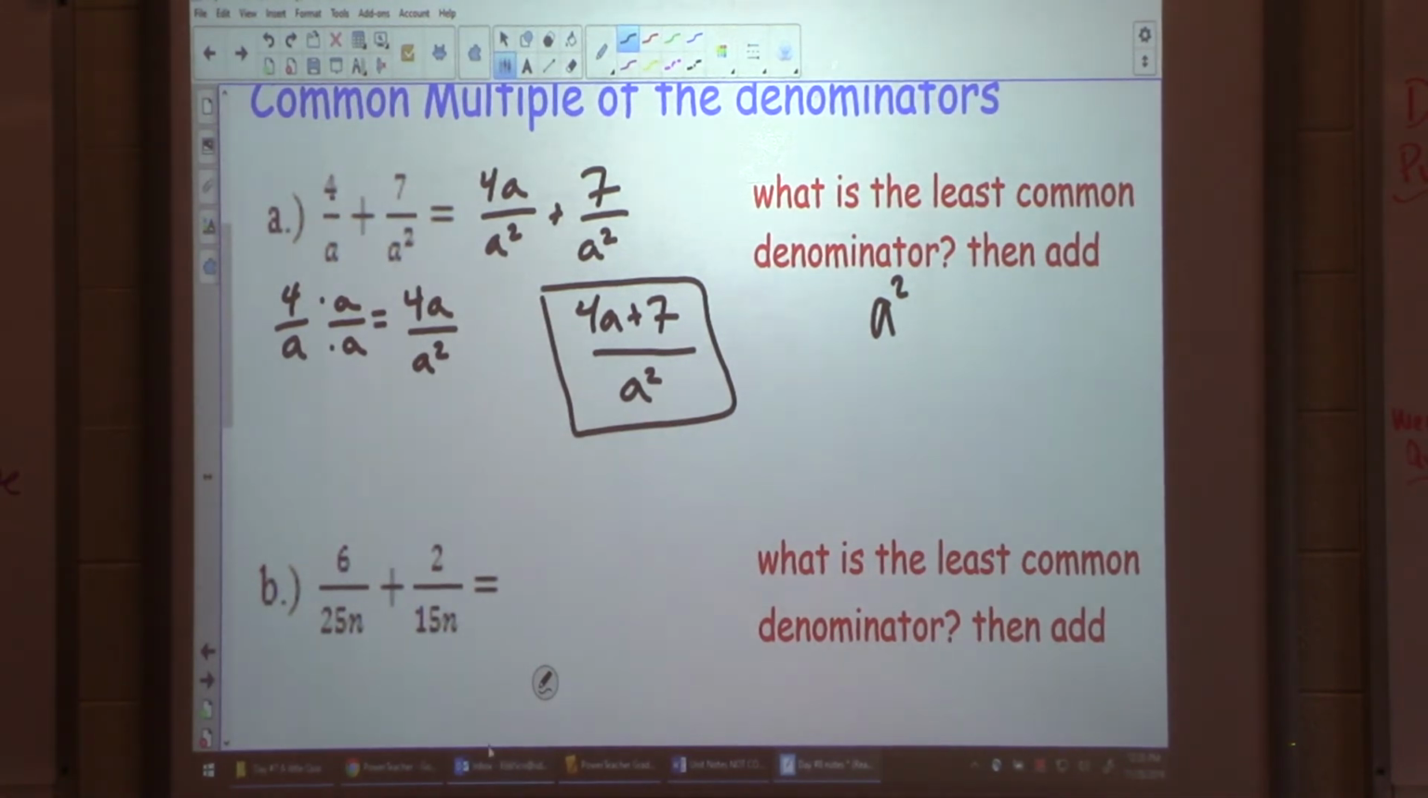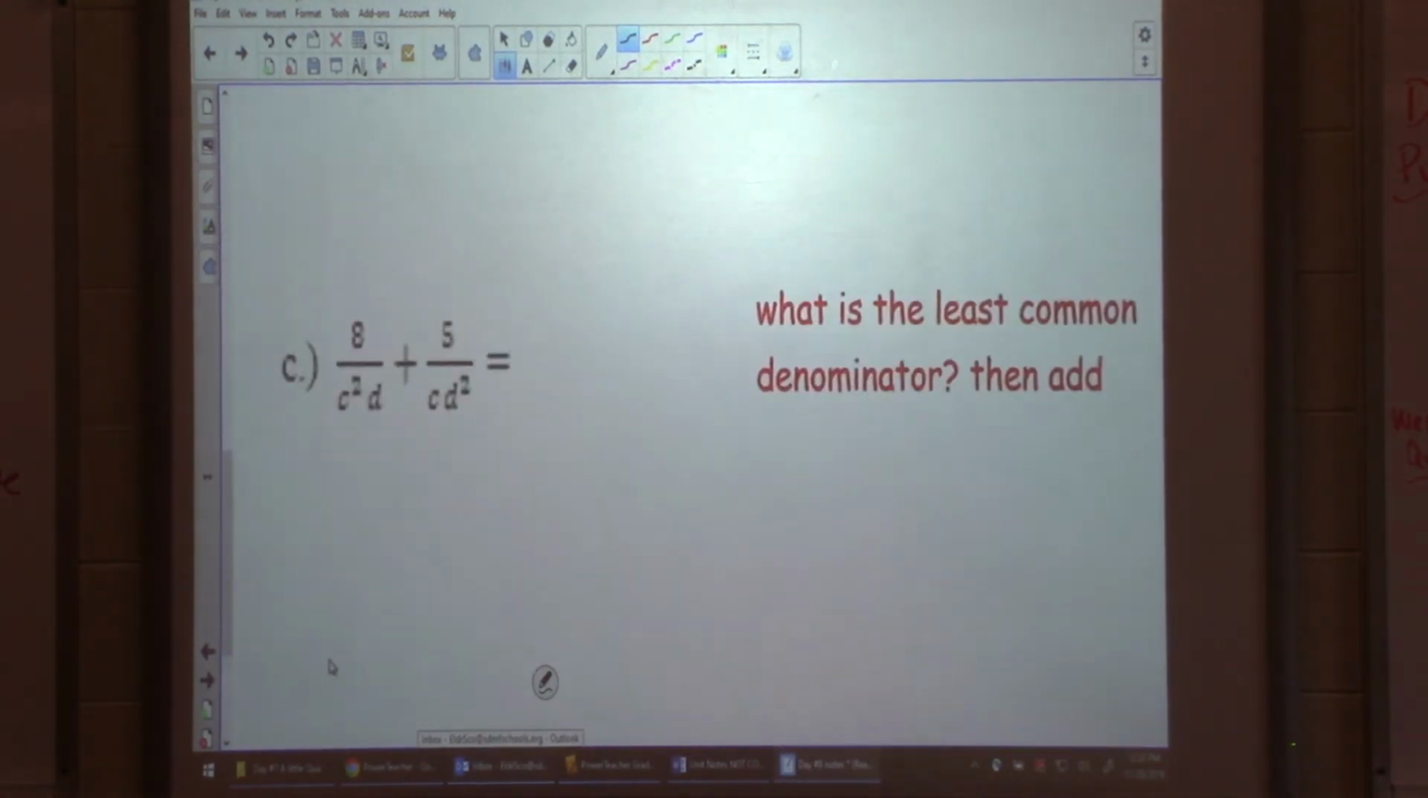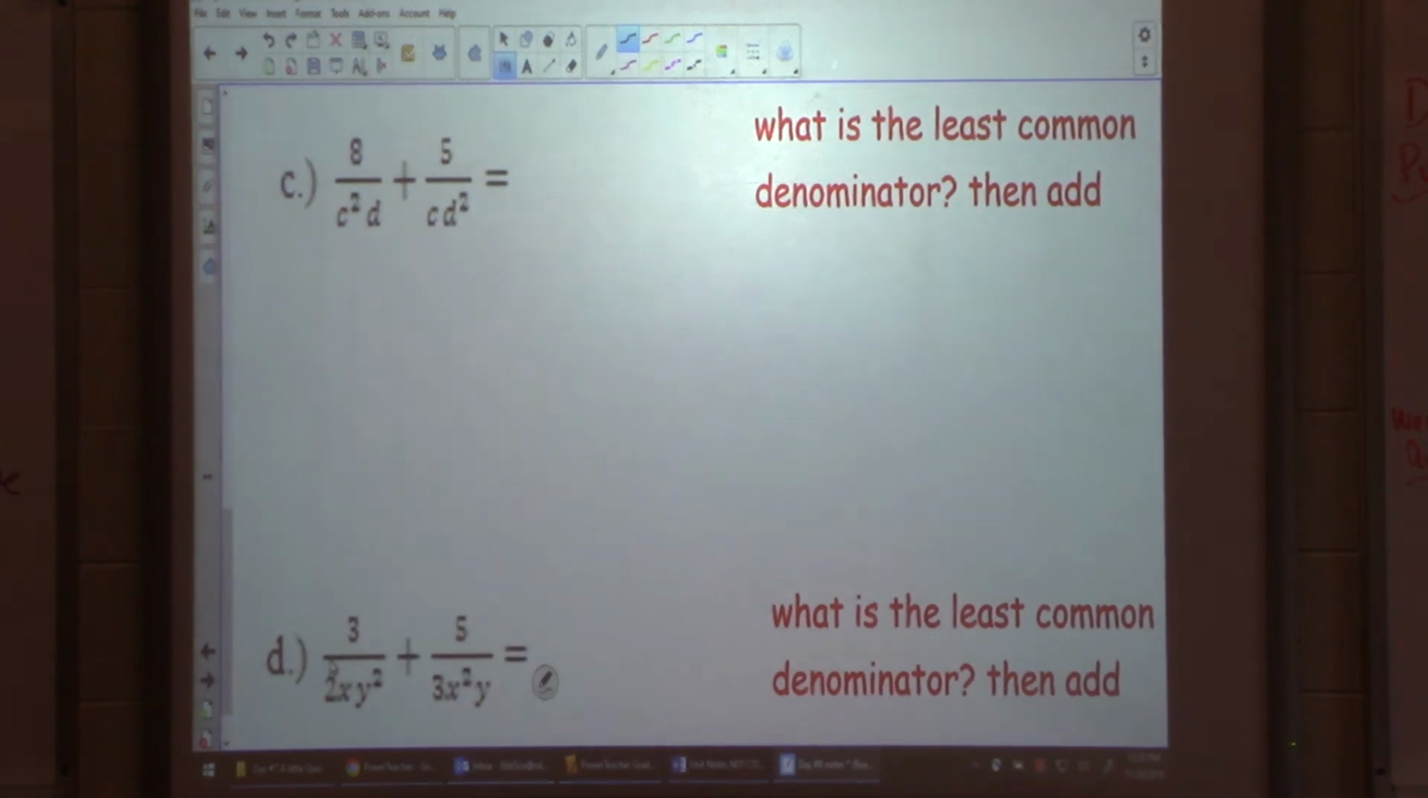Alright, we're going to skip the next one. We're going to go right to C. 8 over c squared d plus 5 over cd squared. Ooh, what's our least common denominator going to be? C squared d squared, right?